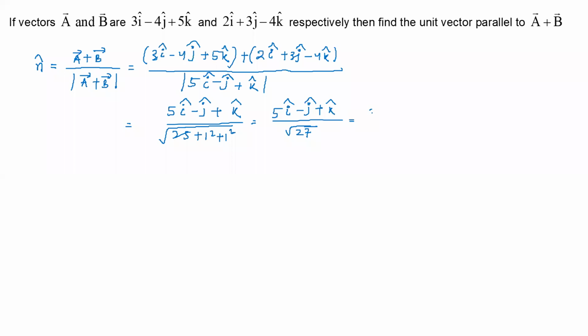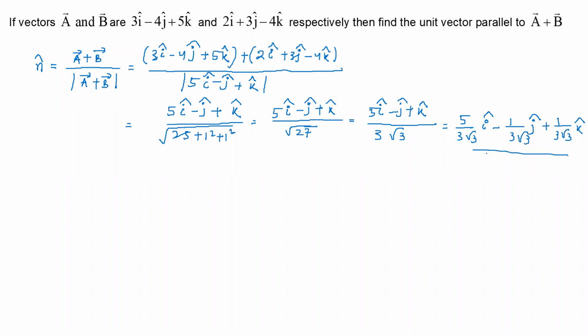You can take it as 5 i cap minus j cap plus k cap. So 3 into 3, if we do 9 into 3, then 3 root 3. That means you can also write it as 5 by 3 root 3 i cap minus 1 by 3 root 3 j cap plus 1 by 3 root 3 k cap. This is the answer to the question.